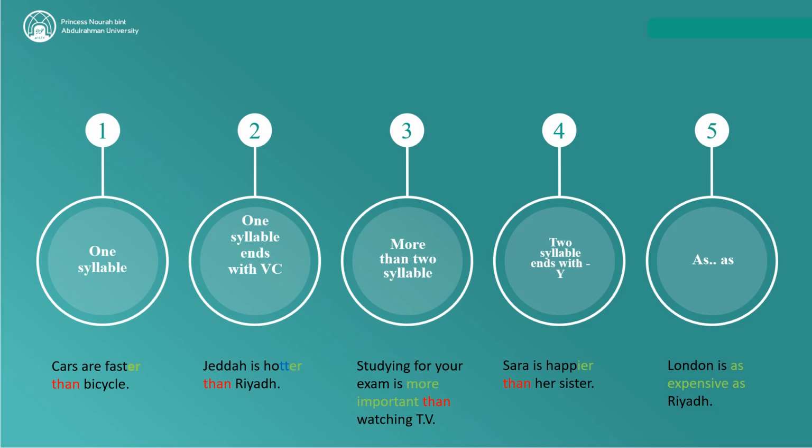Here we have the syllables, how many syllables each adjective has, and how we can change them into comparative, with examples. So if we have a one syllable adjective, we only need to add er. For example, cars are faster than bicycles. If we have a one syllable adjective that ends with a vowel followed by a consonant, we need to double the last letter and add er. Jeddah is hotter than Riyadh.